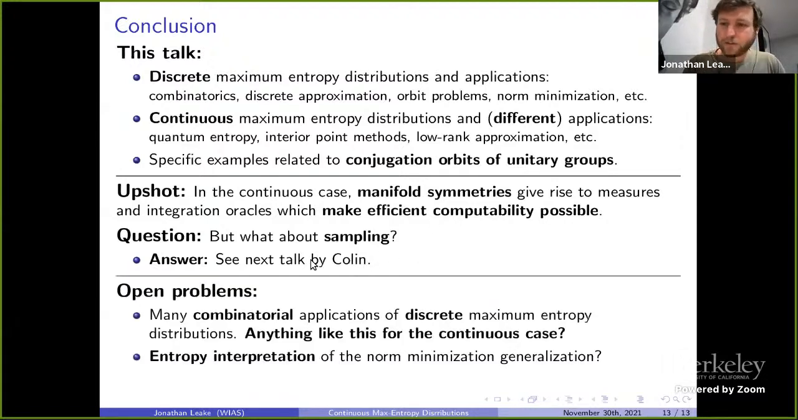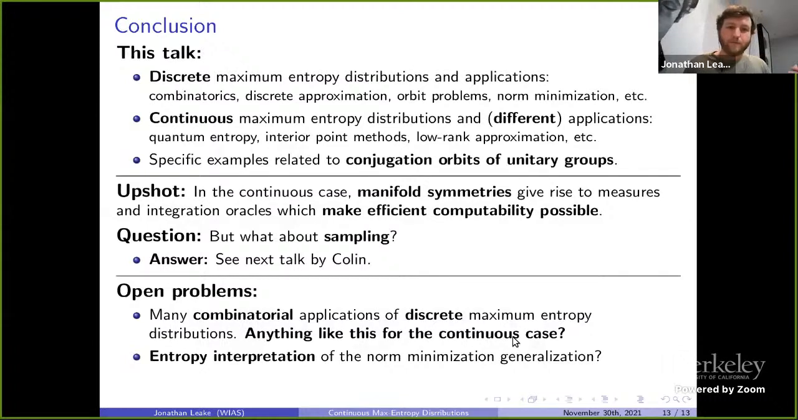And finally, there are a couple of open problems. These two are somewhat conceptual. The first one is something that I have thought about somewhat, and I really wish there was an answer to it. In the discrete case, there were a lot of combinatorics applications. You could get certain bounds on things, and you could approximate certain quantities. In the continuous case, we did have this quantum entropy that you could approximate. But are there any combinatorial applications that come from the continuous case?